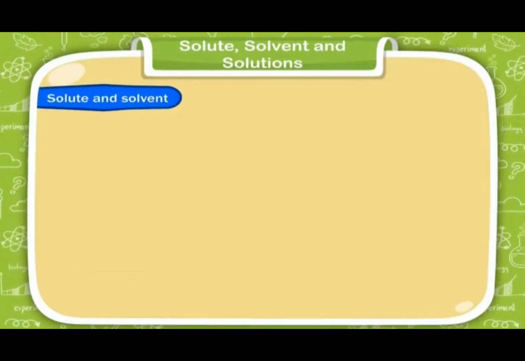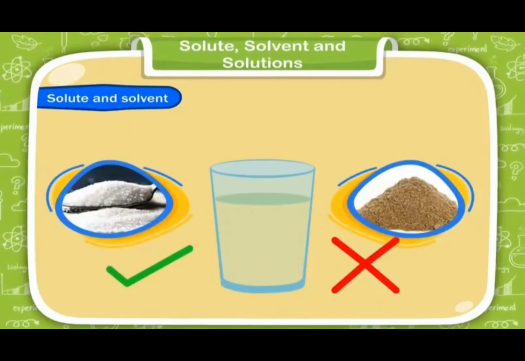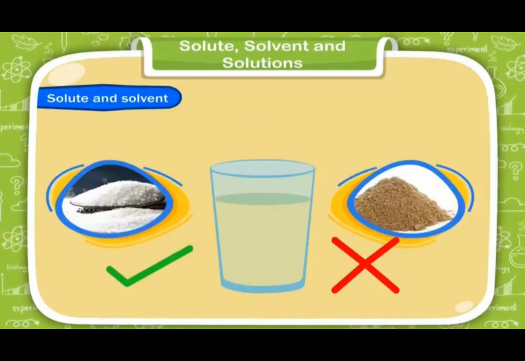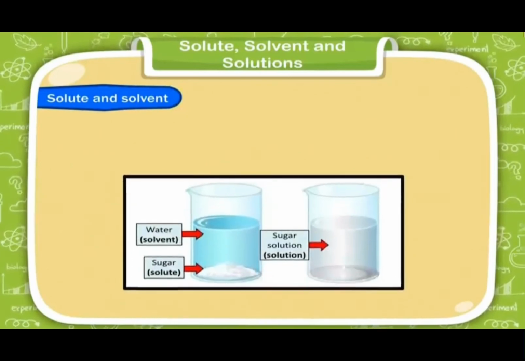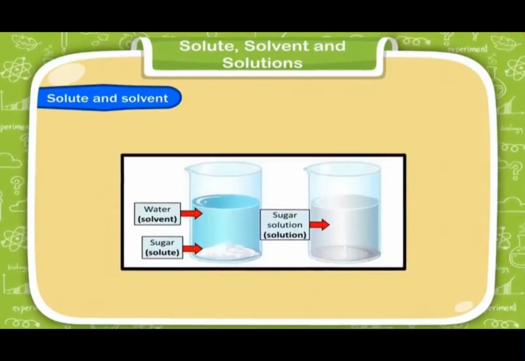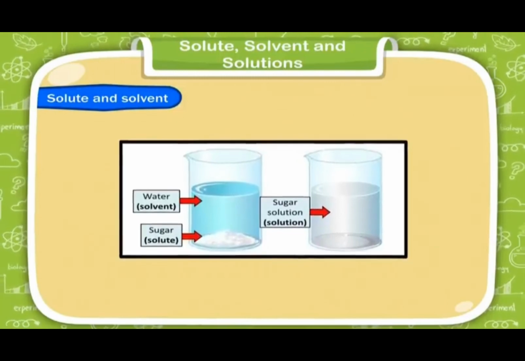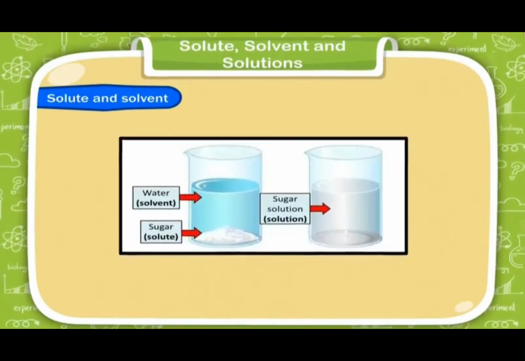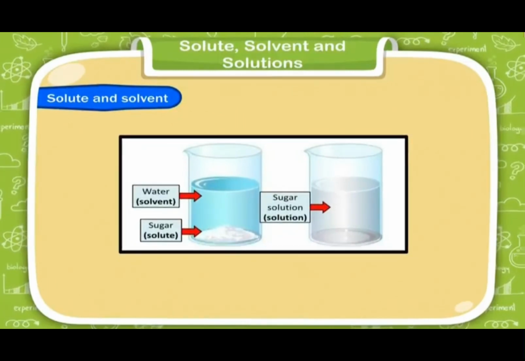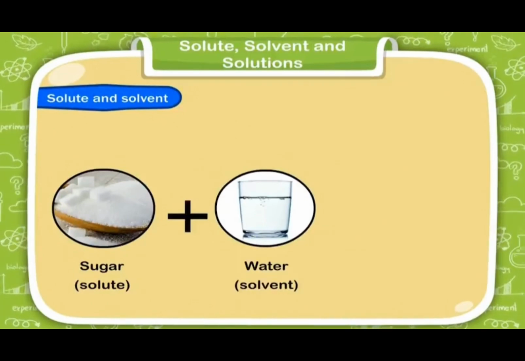Solute and solvent. Sugar dissolves in water but sand does not dissolve. We can say that sugar is soluble and sand is insoluble in water. The substance which is soluble in another substance is called the solute. Here, sugar is the solute. The substance in which the solute is dissolved is called the solvent. Here, water is the solvent. Sugar, solute, plus water, solvent, gives sweet water solution.